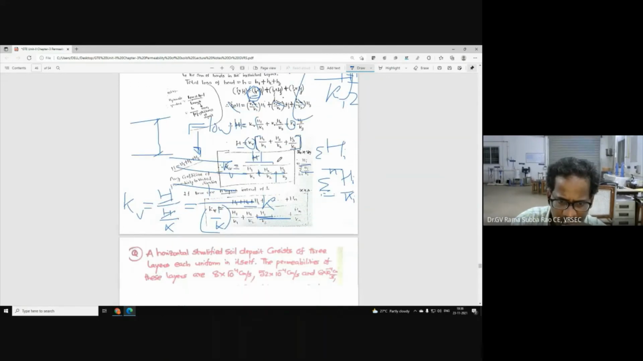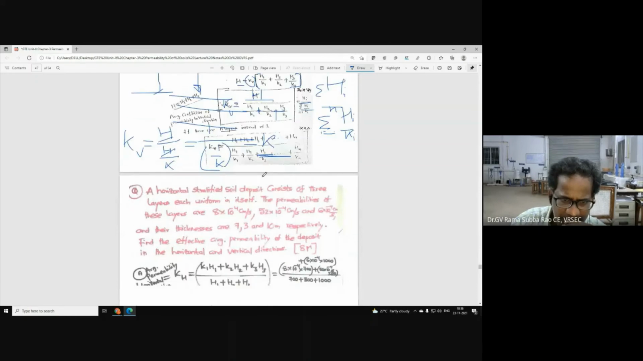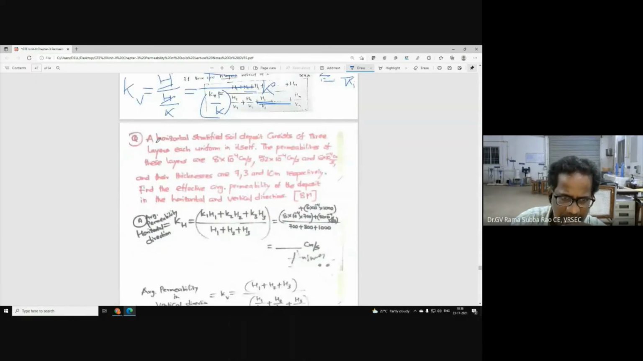Now, many times we use it to solve numerical examples on this topic. Now you can see we have a horizontal stratified deposit consisting of 3 layers, each uniform in itself. Here the permeabilities of these layers are given. I'm solving one numerical example. Now K1, K2, K3 are given. Their thicknesses H1, H2, H3 are given. Find the average permeability in horizontal and vertical direction.